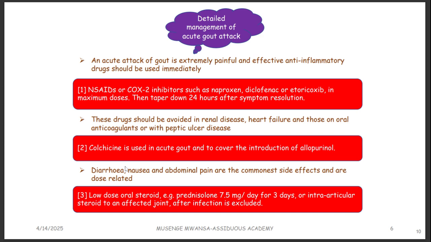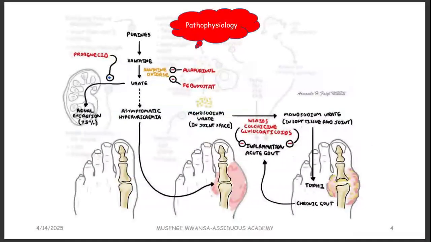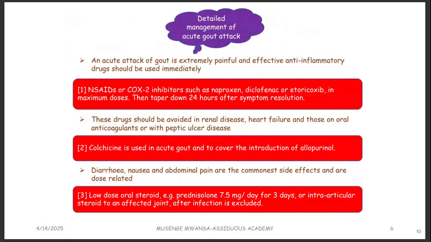Colchicine is used in acute gout and to cover the introduction of allopurinol. Remember, allopurinol is another drug that you'd give that is inhibiting xanthine oxidase. Okay. Diarrhea, nausea, abdominal pain, these are the side effects of this drug. And nearly every drug has got nausea and vomiting as a side effect. Nausea, vomiting. And this one also has diarrhea and abdominal pain.